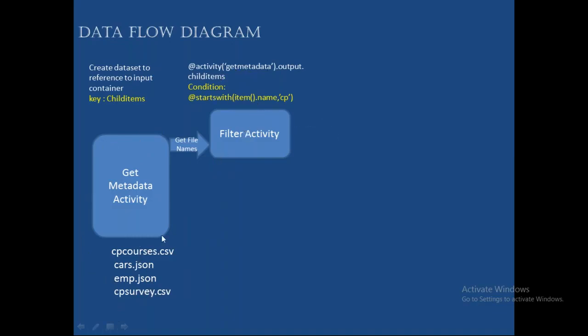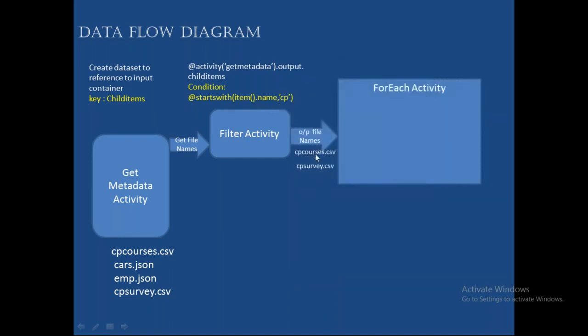In this particular thing, again, I have the same condition. If the file name starts with CP, only those files I'm passing. I got the output, and those files only I'm passing to the for each activity. Then the copy activity. I received 2 items. These 2 items I need to pass to the copy activity one by one. First file I passed, and it copied to the target, that is the output container. I will pass the second file. That file also will be copied to the output container.